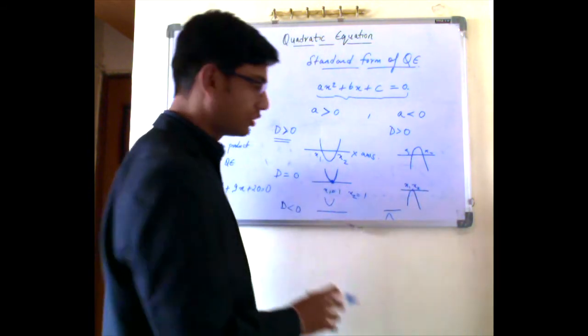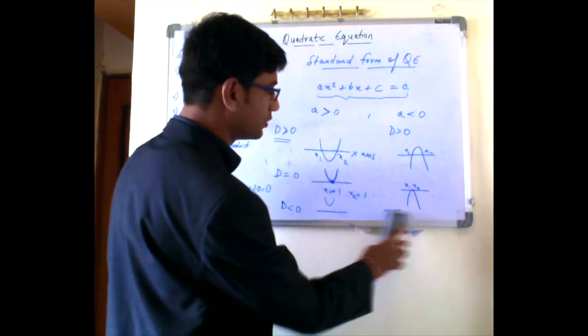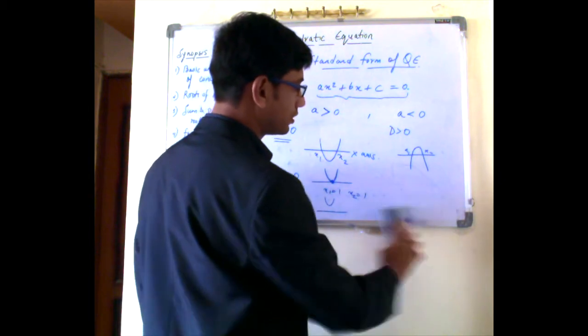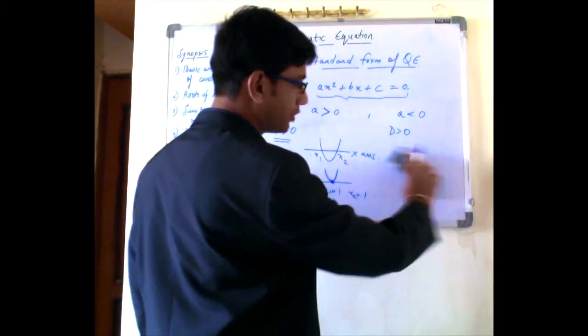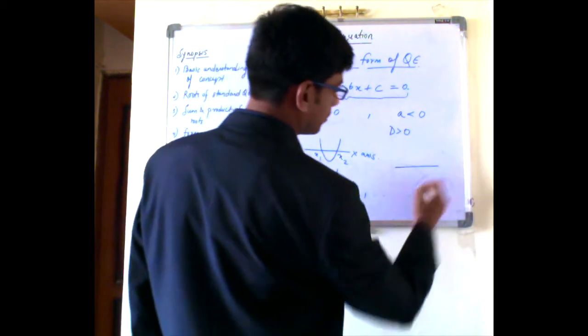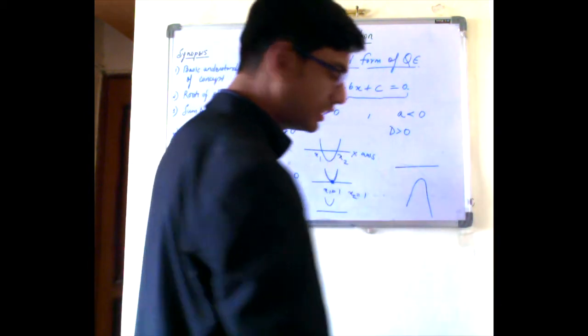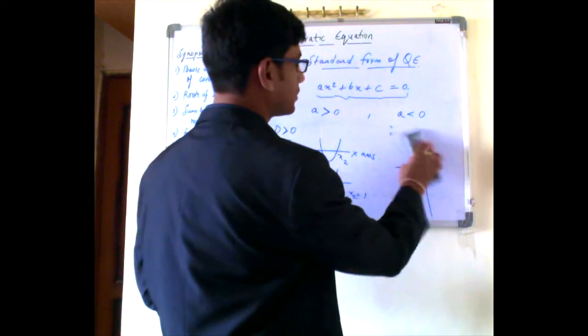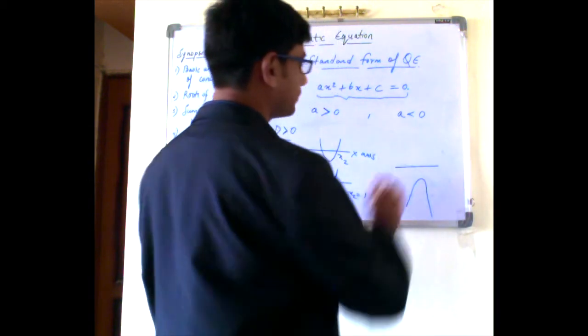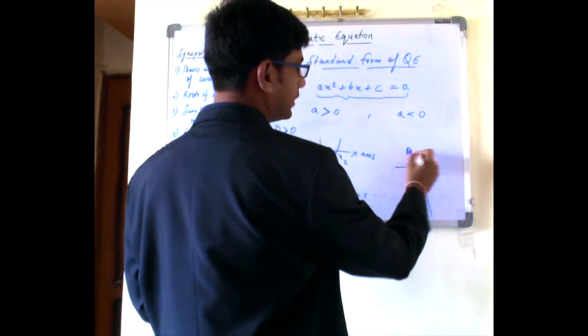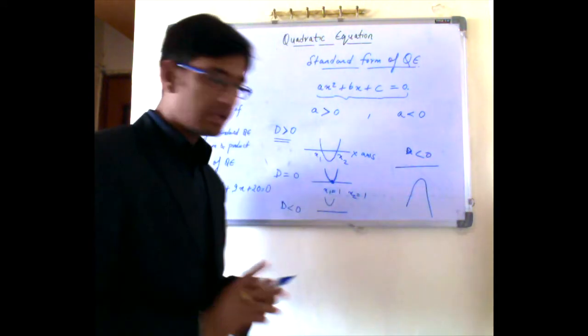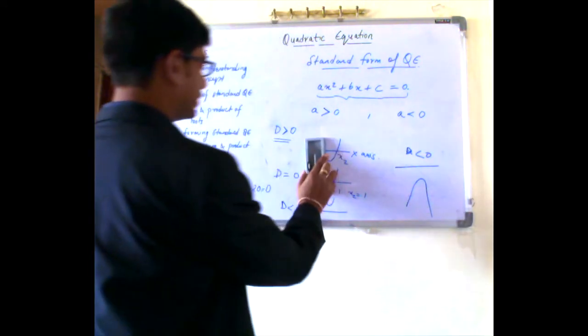It's very small to see, so I'll just remove this and show you how the third case will look. This would be the third case, when a is less than 0 and d is less than 0. I hope you are with me till this point.